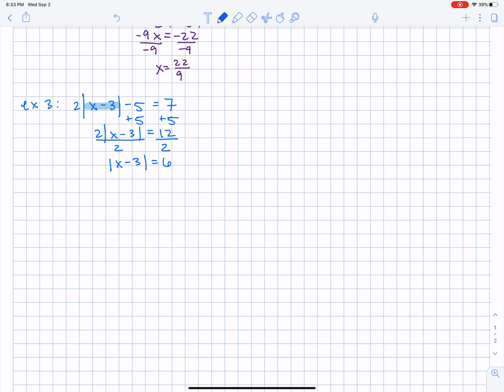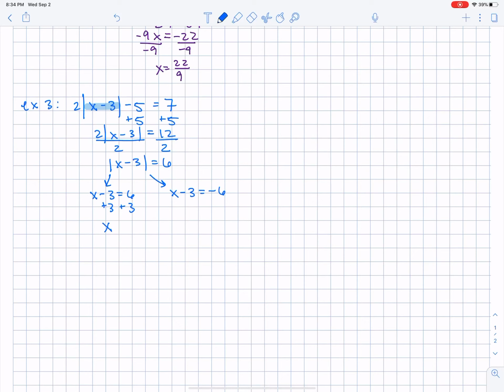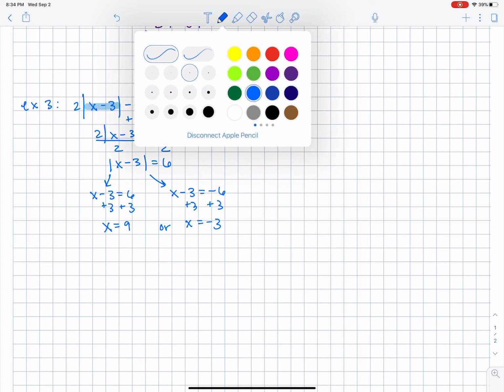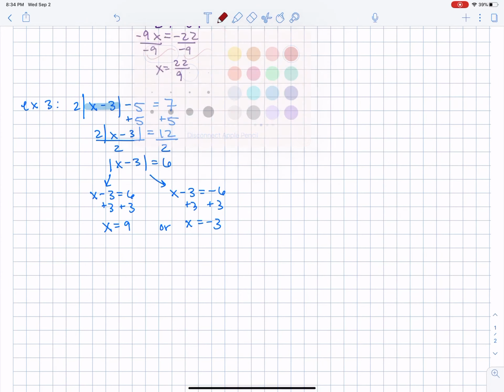If you got to that part, you're on the right track, because now you need to set up 2 equations, one with a positive answer, one with a negative answer, and then use inverse operations. So x is equal to 9, or x is equal to negative 3.